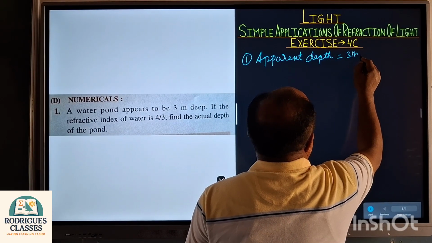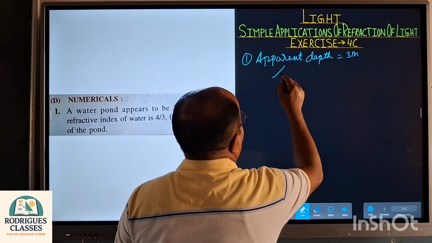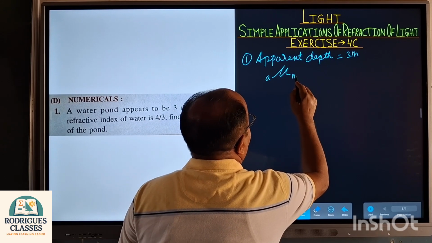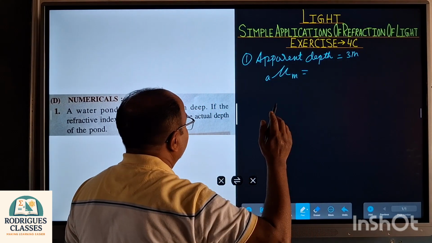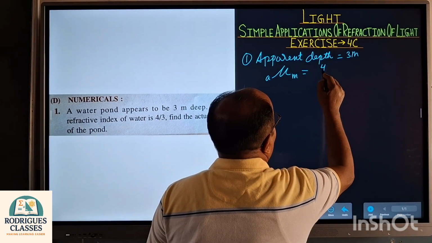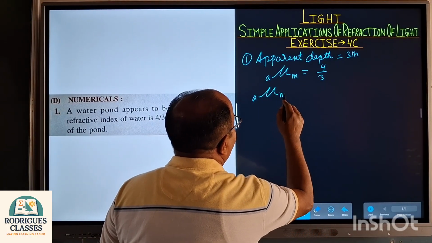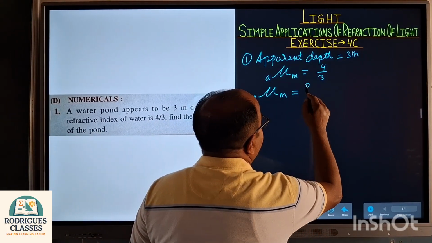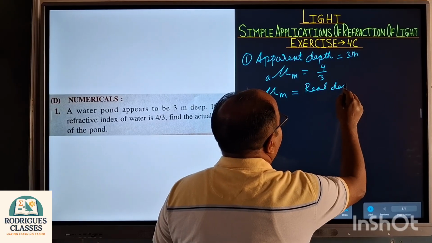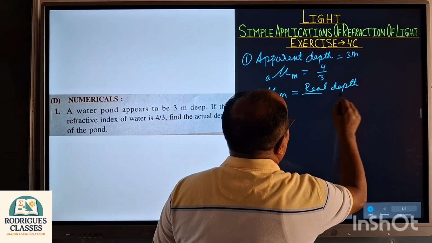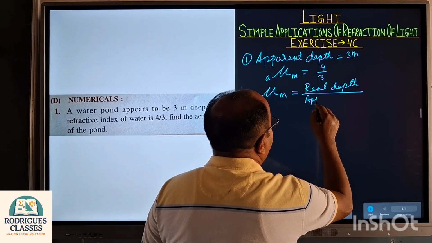That is 3 meter. Then the refractive index here, that is the medium is water, I am still writing as medium, is 4 by 3. So you know the formula that the refractive index of the medium is real depth divided by the apparent depth.